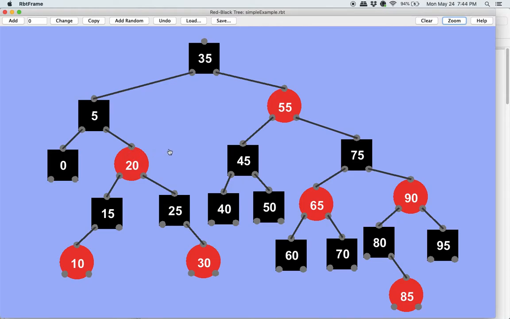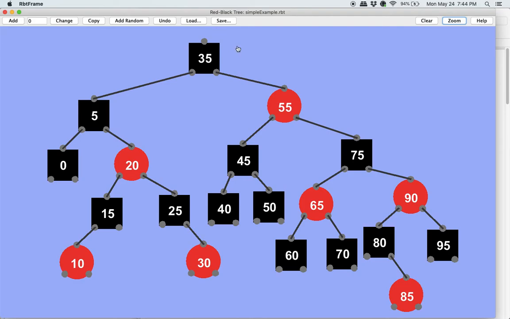It's also a binary search tree. Here I have a 35. All the nodes that are less than 35 are on the left side. All the nodes on the right side are greater than 35, and that applies to any subtree. So this 75, all the nodes below it to the left are less than 75. All the nodes below it to the right are greater than 75.